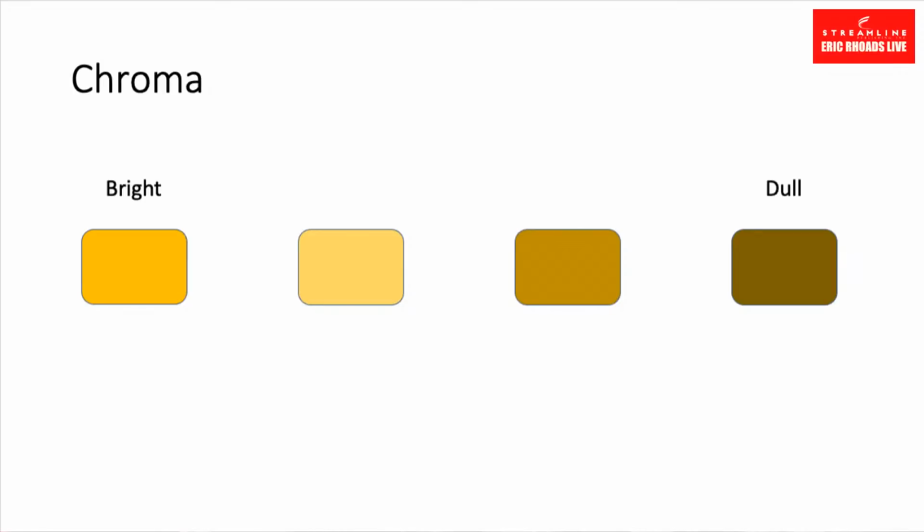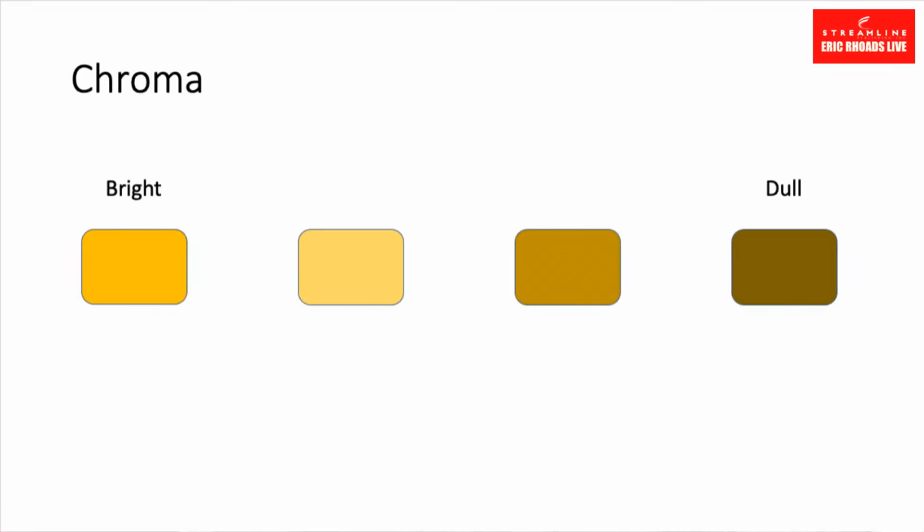The last thing to consider is the chroma. Some people think of chroma as saturation, but I think the technical term is chroma. A bright, pure color has the highest chroma. You can decrease the chroma of any color in a number of ways. You can add white to it, which will decrease the chroma and make it duller. You can add black to it, which will also make it duller. Or you can add the complement, and that's a common way to decrease the chroma in a color.